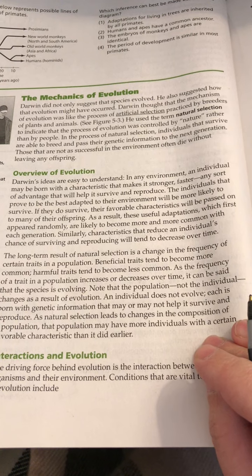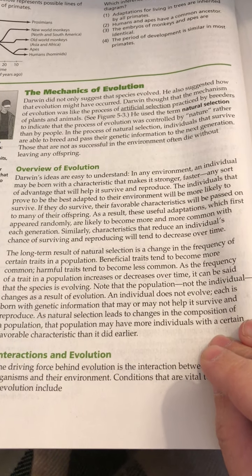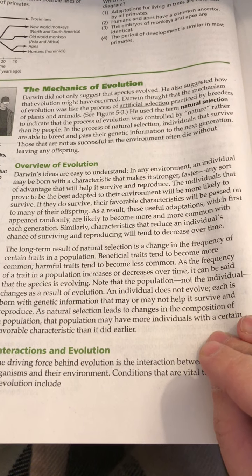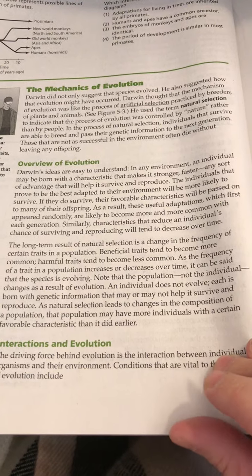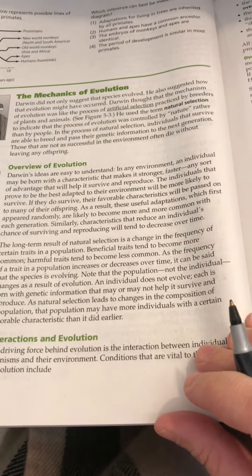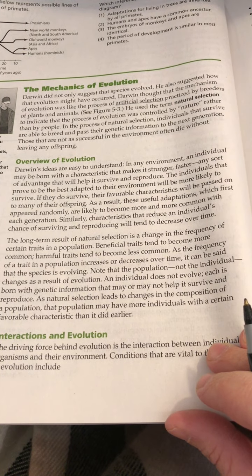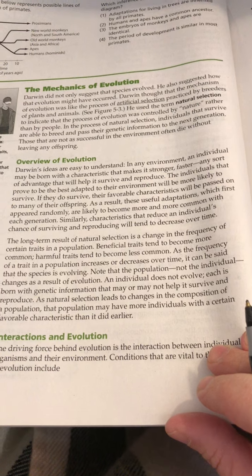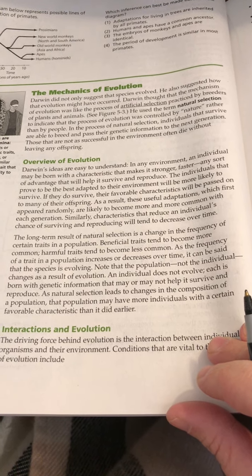As a result, these useful adaptations, which first appeared randomly, are likely to become more and more common with each generation. Similarly, characteristics that reduce an individual's chance of surviving and reproducing will tend to decrease over time. The long-term result of natural selection is a change in the frequency of certain traits in a population. Beneficial traits tend to become more common. Harmful traits tend to become less common.